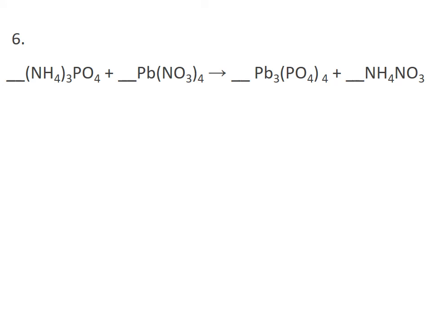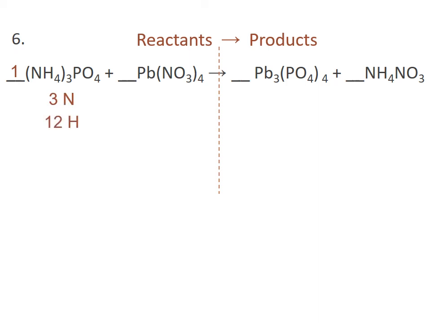Final example. Again, write reactants and products and definitely place a line down the middle separating the left-hand side from the right-hand side. I will start by placing a 1 in front of what appears to be the most complicated formula, which would be ammonium phosphate. And when I do that, I now have 3 N's, 12 H's, 1 P, and 4 O's. I will start by balancing out the phosphorus. Since I have 1 P on the left-hand side, I will need 1 P on the right-hand side.